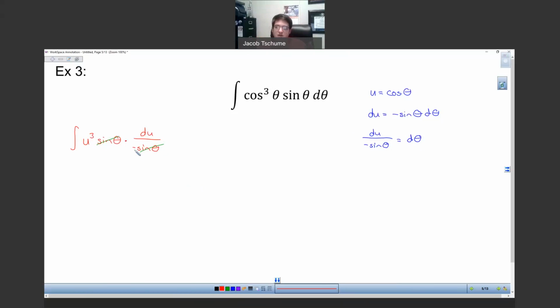That extra negative on the bottom can be factored out in front of your integral. So this is the negative integral of u cubed du. And that right there is just an anti-power rule. So you can add 1 to the power and divide by the power. So this is negative u to the fourth over 4 plus c. And then you resubstitute your u value back in. So this would be negative cosine to the fourth of theta over 4 plus an arbitrary constant c. And that is another example where u sub can be used to help you with trig.